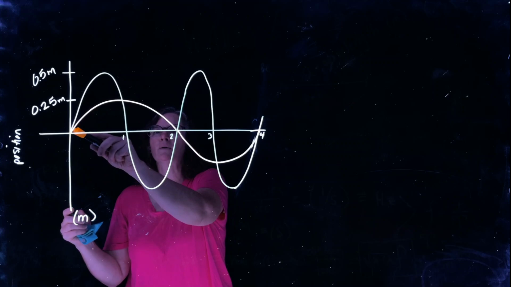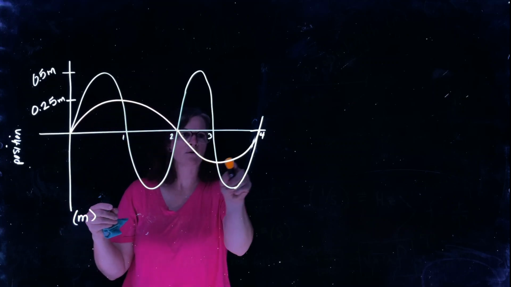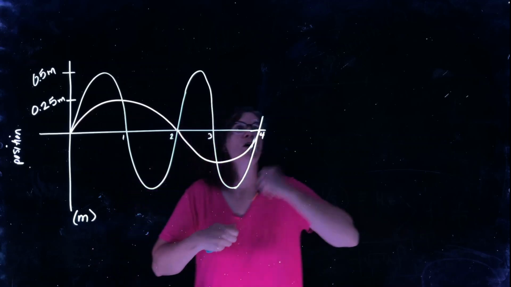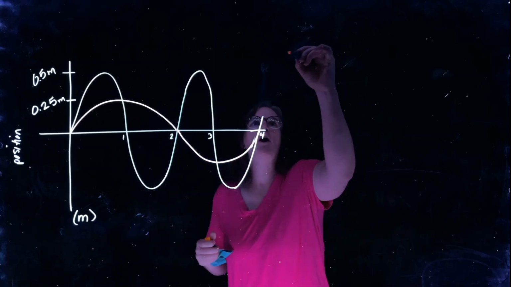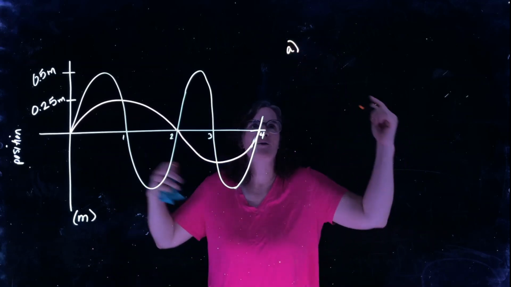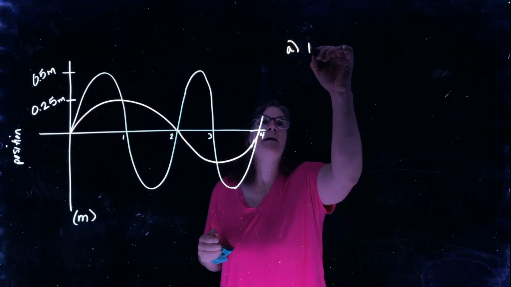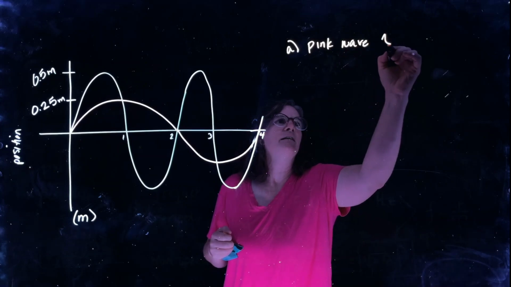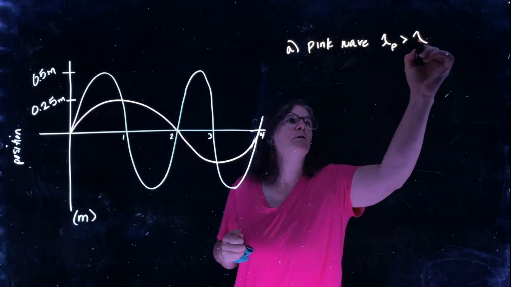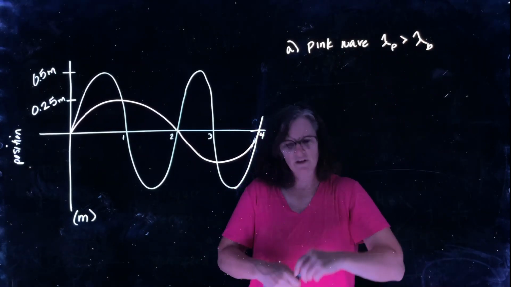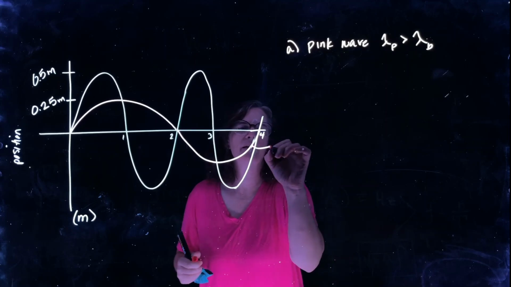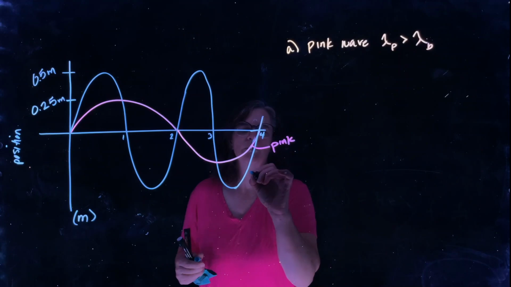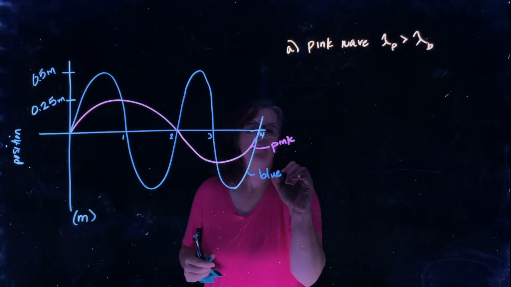To do it with the pink wave, I go up, down, and back, and I see I have to move my arm over here to get that full cycle. So the longer I move my arm, the longer the wavelength. The pink wave is greater than the blue wave. And if we can't see those, I'll just tag them. So here's pink, and here's blue.